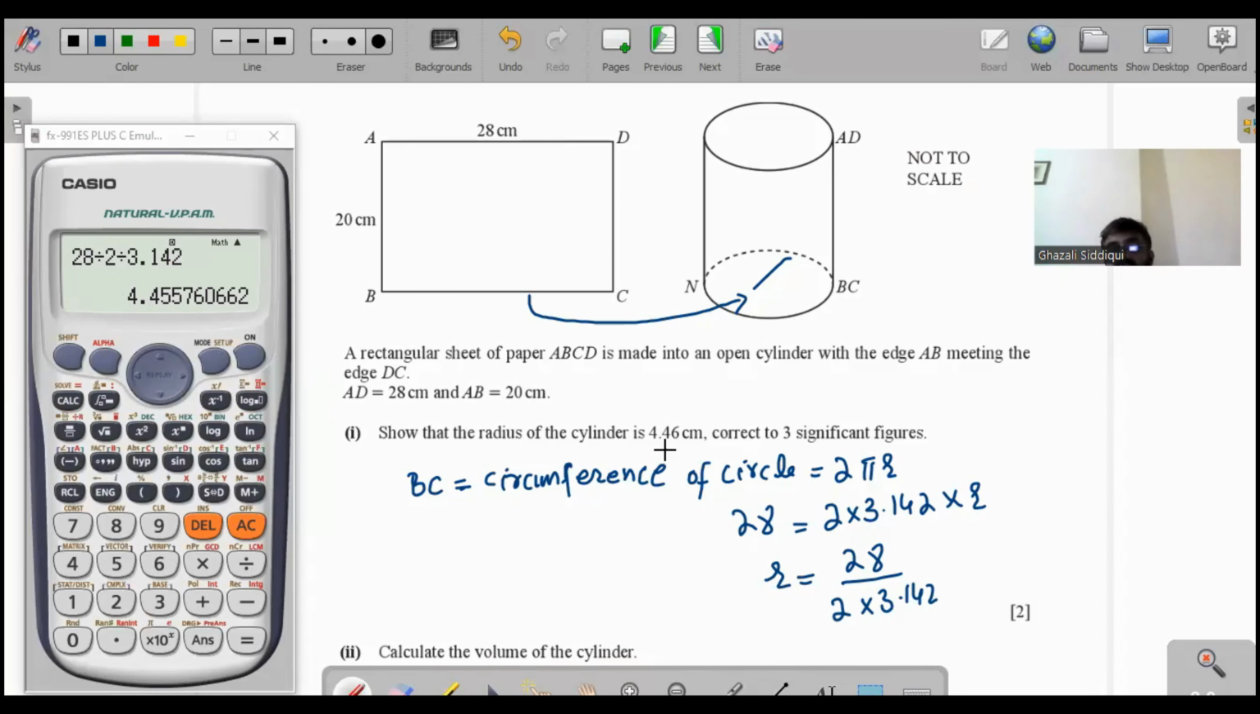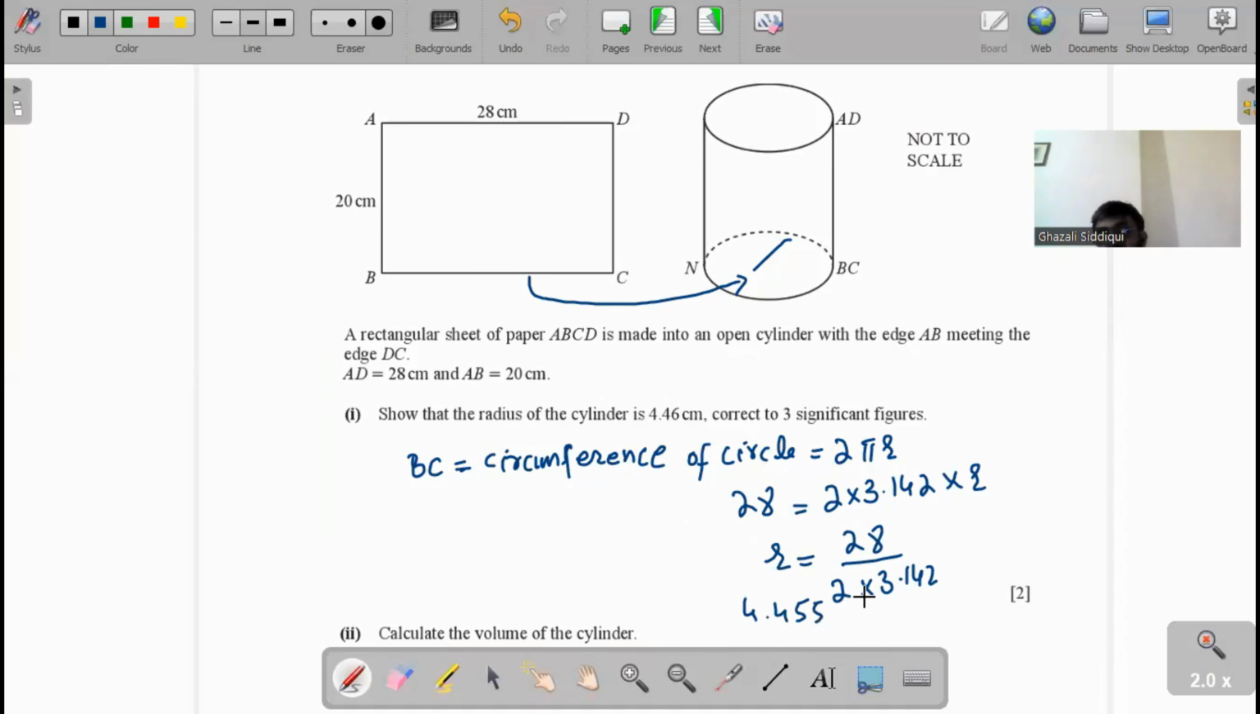Now I enter these values in the calculator: 28 divided by 2 and divided by 3.142. I get 4.455. Now the value is approximately equal to, to 3 significant figures, 4.46. It is the answer.